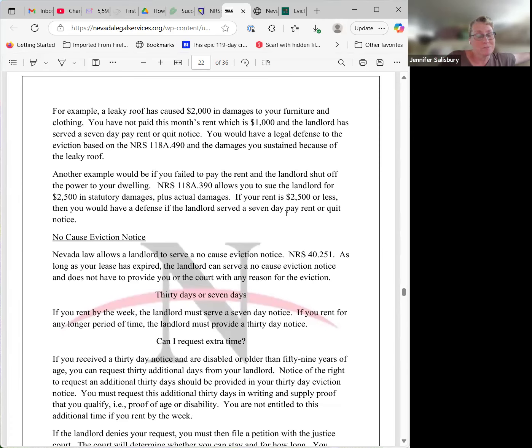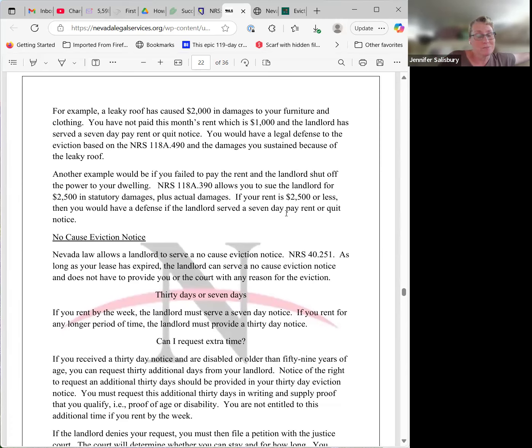Retaliation is a defense to a no cause eviction notice. Retaliation generally happens when you complain about conditions. Here's an example: if you complain to the landlord about habitability problems or call the police about crime, the landlord cannot retaliate by serving you a no-cause eviction notice. And if this happens to you, you would have a legal defense to the no-cause eviction. Retaliation also occurs when the landlord tries to evict you based on being the victim of domestic violence. This goes into discrimination again.